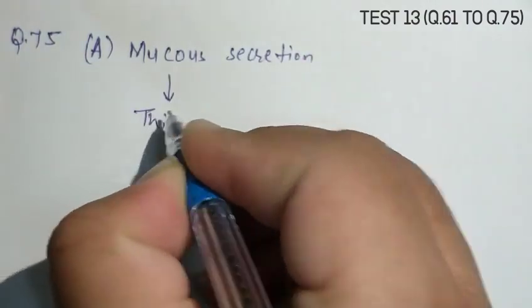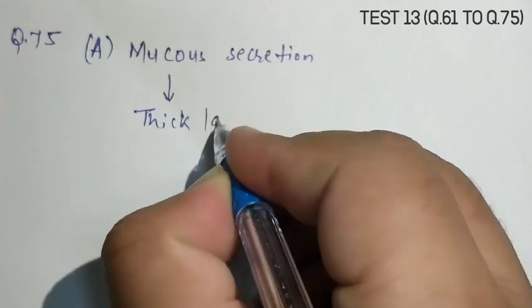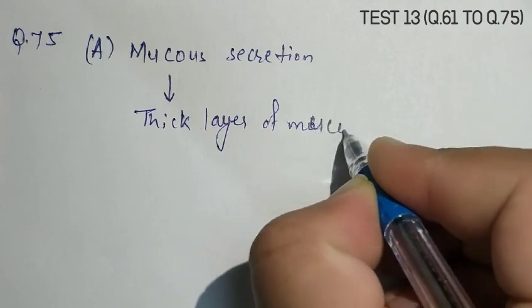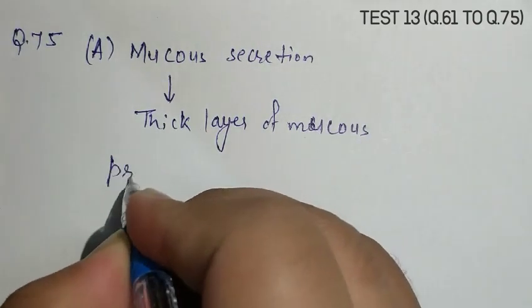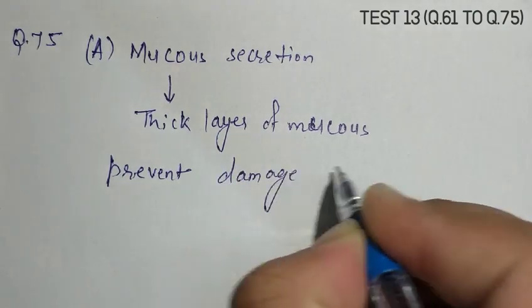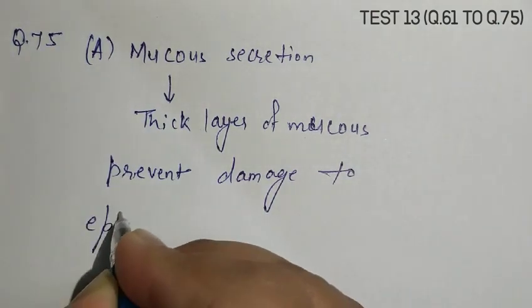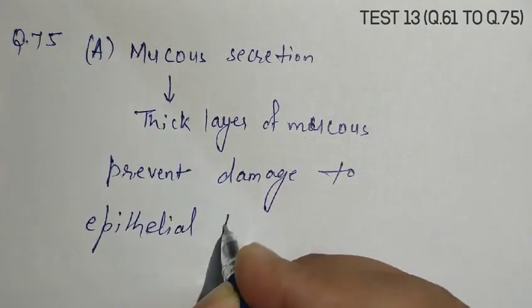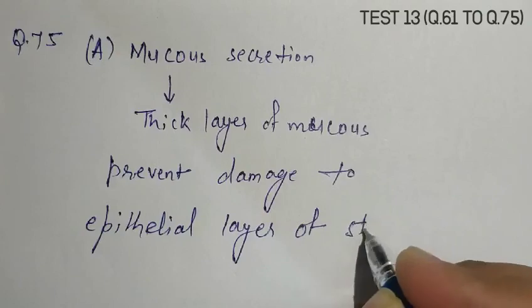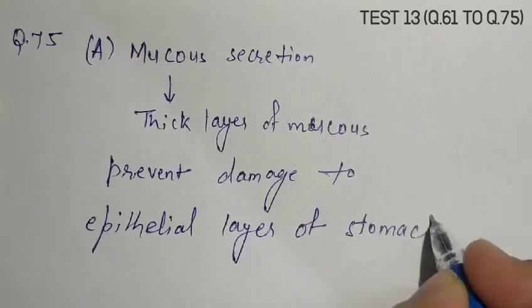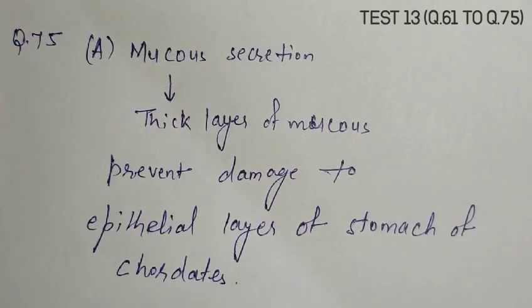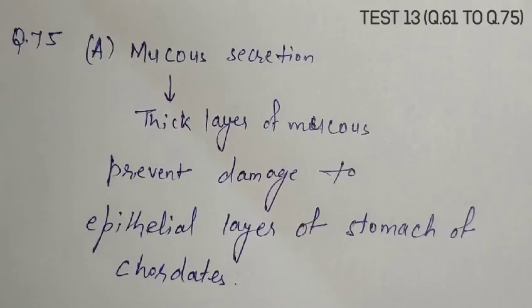Thick layer of mucus prevents damage to epithelial layer of stomach of chordates. The correct answer is A. Mucus secretion.